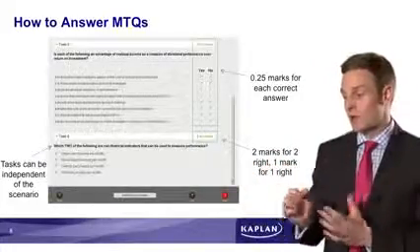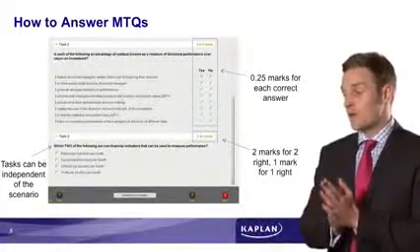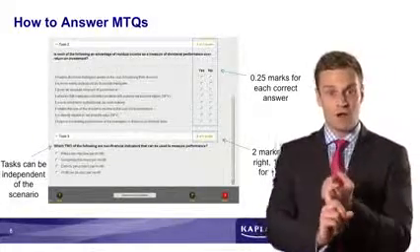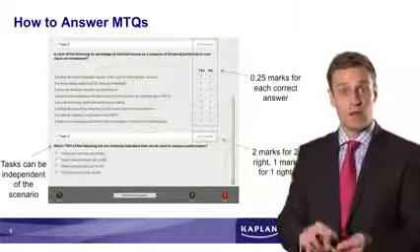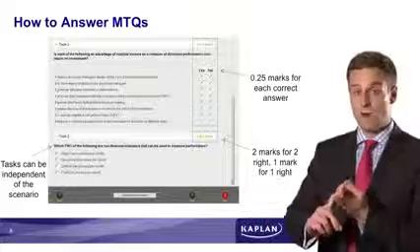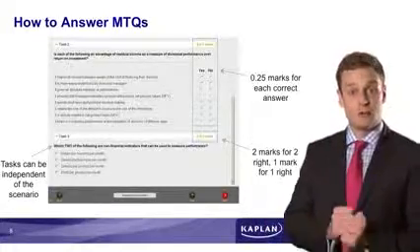And similarly with task 3 here, if you get one of those 2 that it's asked for right, you'll get 1 mark. Obviously, if you get both right, you'll get both marks, and if you get none right, you'll get 0 marks. So whereas before, if you got one wrong, you wouldn't get any marks, now you'll still get 1 mark.